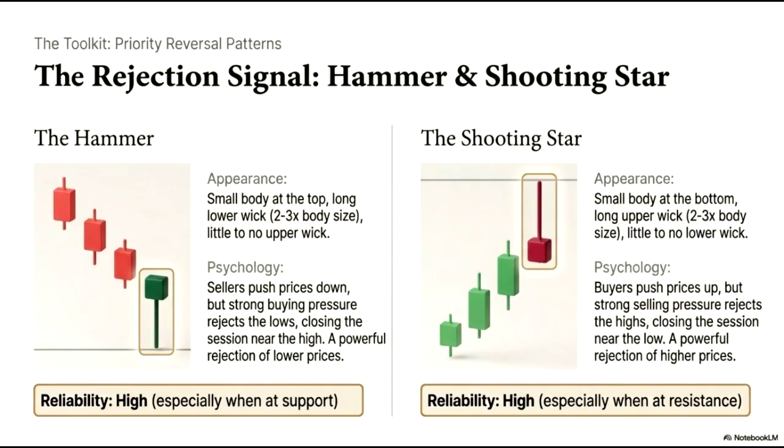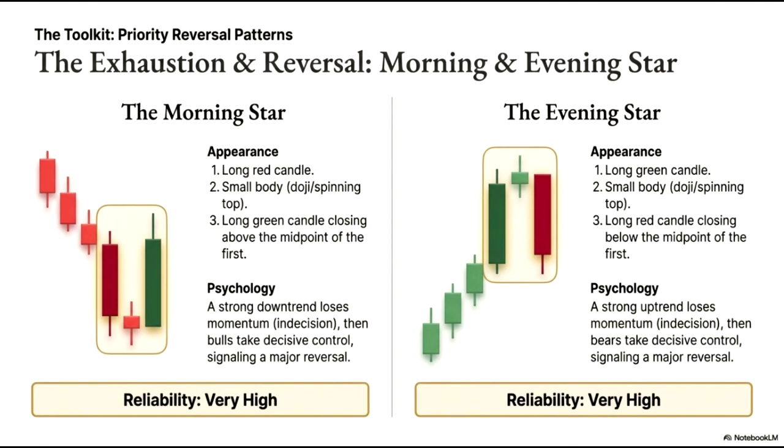Conversely, on the right, we have the shooting star. This is the bearish equivalent, typically appearing after an upward move. It features a small body at the bottom and a long upper wick, showing that buyers were unable to hold on to higher price levels. Sellers effectively rejected the highs, forcing the session to close near its low. This indicates a strong shift in momentum, and like the hammer, is most reliable when it occurs at a clear level of resistance.